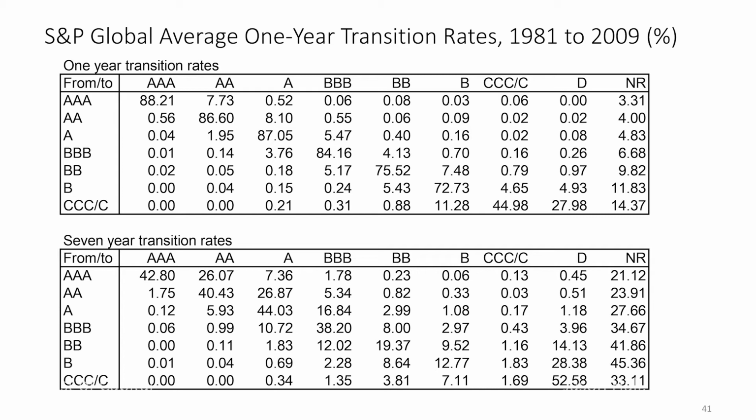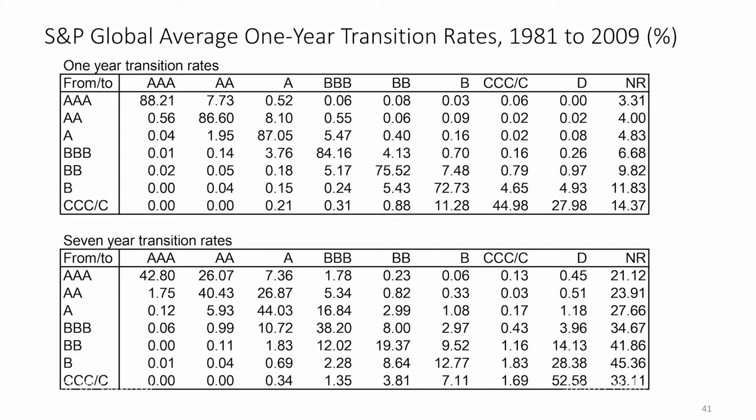To provide some context for the speed with which ratings change over time, Table 5 presents transition rates for issues over periods of 1 and 7 years. On the vertical axis is the initial rating, and on the horizontal axis is the rating either 1 or 7 years later. Each cell shows a proportion of issuers that transition from one rating to another. For example, referring to the upper panel, of all BBB rated issuers at the start of the year, 84% still had a BBB rating at the end of the year.